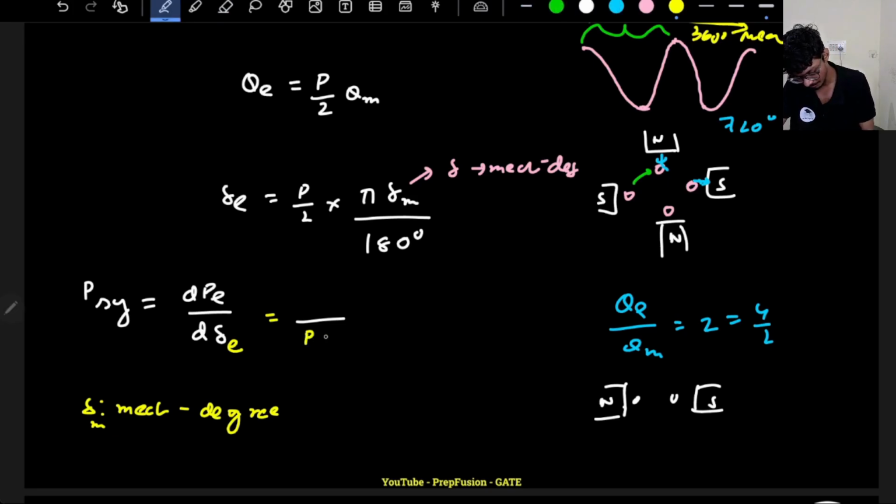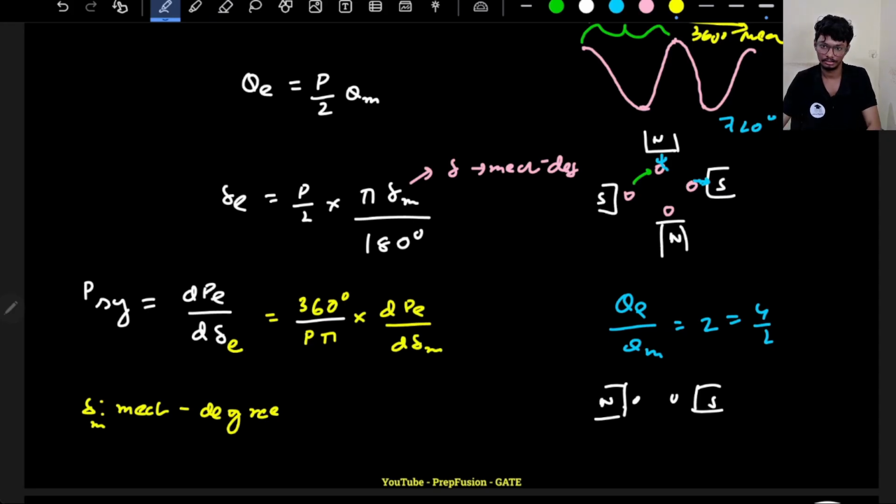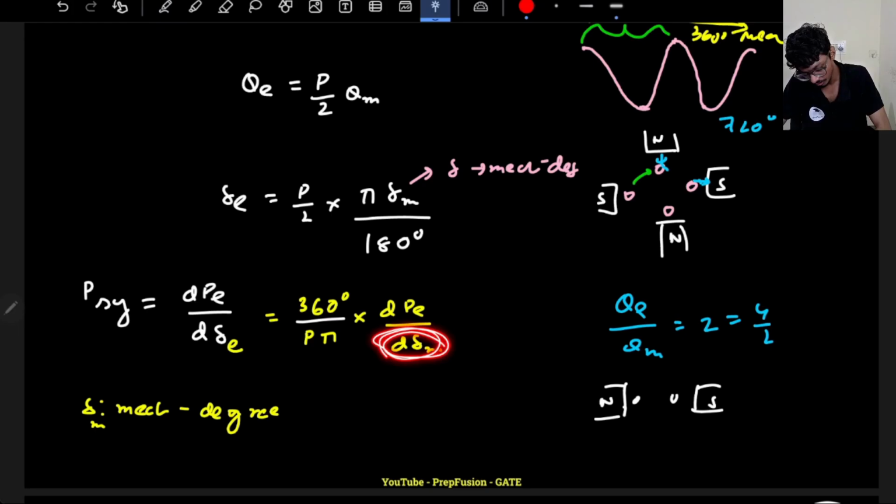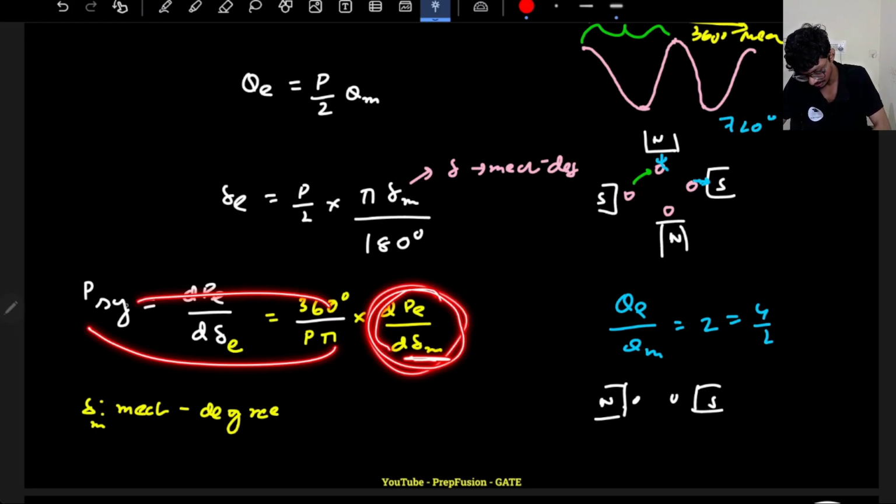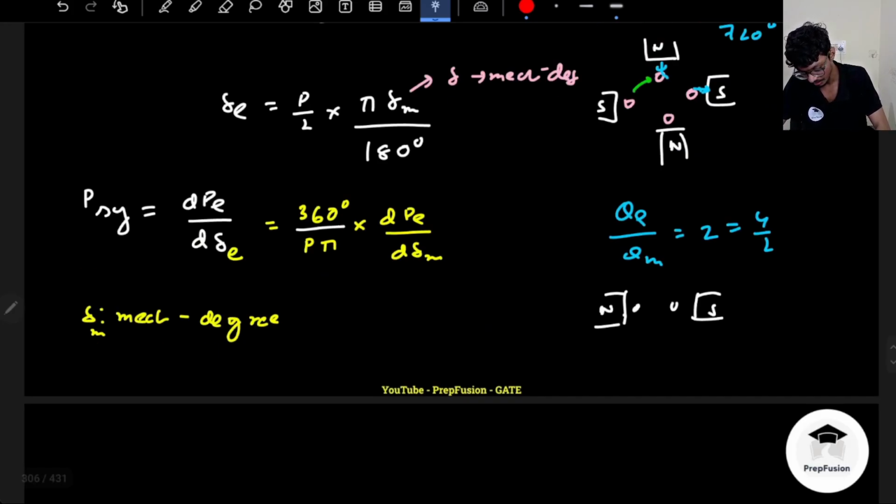So this will be P pi by 360 into delta PE by delta theta m, delta m. So this will be the conversion. I hope it is clear that if I want to convert, remember your delta will be mechanical. So what will be your delta PE upon delta m? I will take this on the right hand side. If I know the synchronizing power and I multiply this by P pi by 360, I will get my delta PE by delta m. So I will do that.